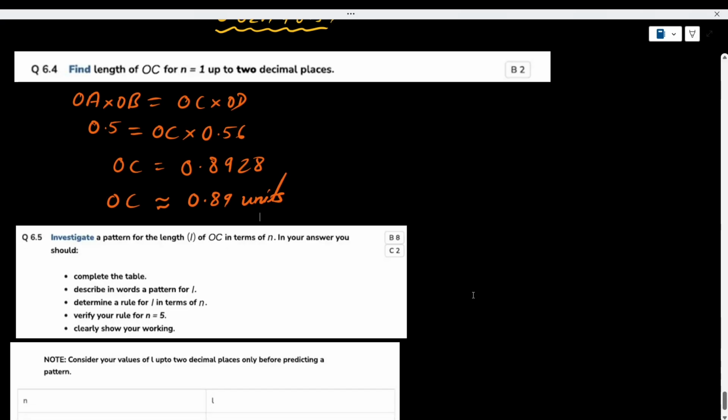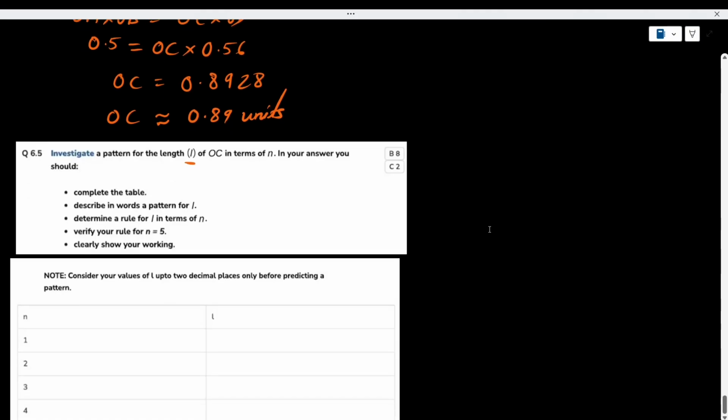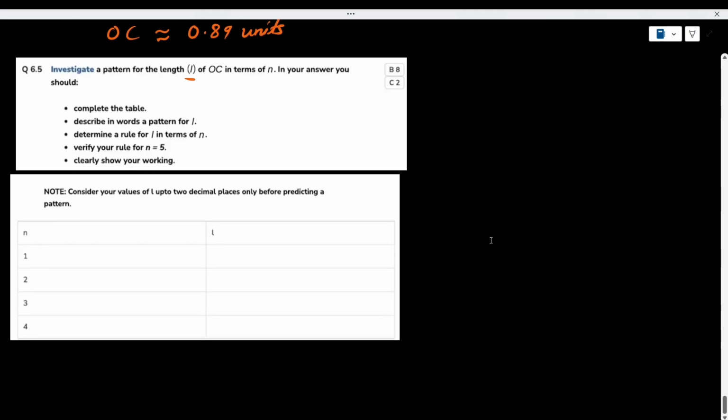Right? After that, what is written here? Investigate a pattern for length L of OC. Now, capital L was the length of OD. Here, we need to take small l for OC length in terms of L. And in your answer, you should complete the table, describe in words a pattern for L, determine the nth term rule for L, and verify for n equals 5, and clearly show your work.